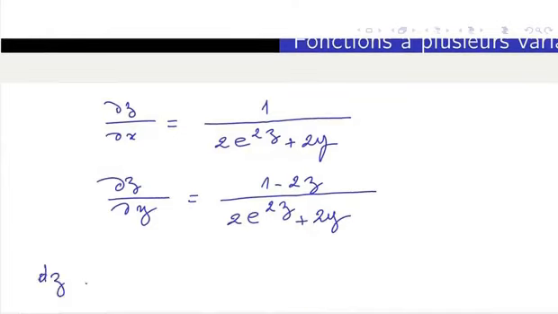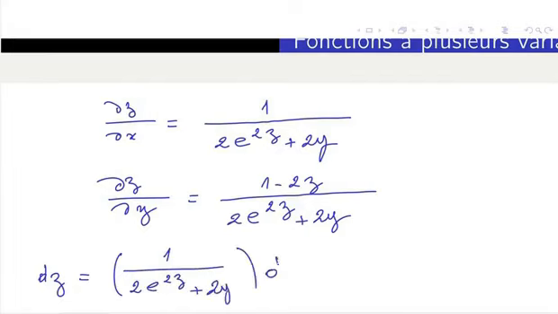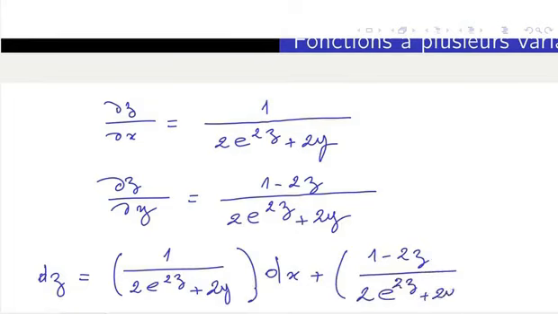Thus we have the sought differential dz equal to 1 over exponential of z plus 2y dx, plus (1 minus 2z) over exponential of z plus 2y dy. Here is the differential of the function, which is defined implicitly and which we do not know.